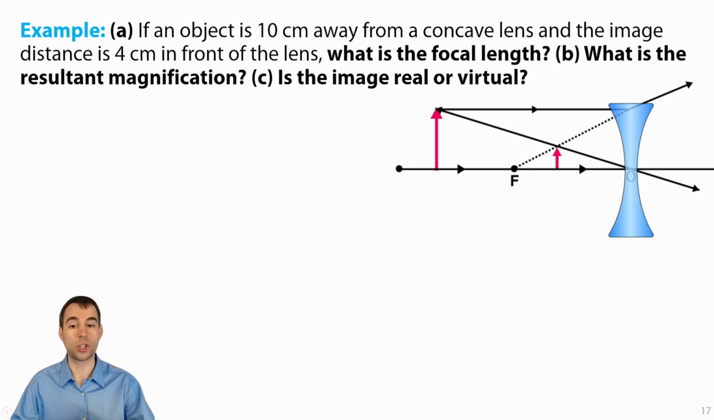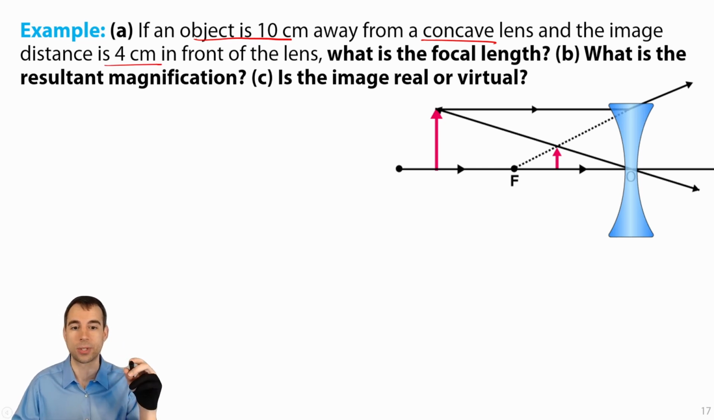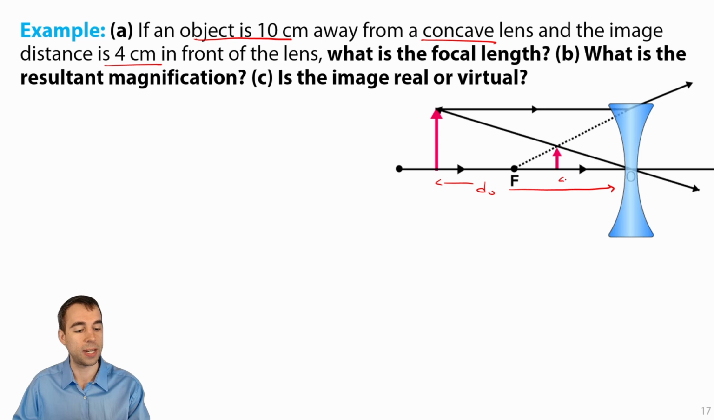Let's give another example a shot. Here we have an object that is 10 centimeters away from a concave lens, and our image distance is given to us as 4 centimeters. So it's sort of like the arrangement that we have here. We have an object distance, DO, that is 10 centimeters, but an image distance that is only 4 centimeters with a focal length that we do not know. We need to solve for the focal length. We need to solve for the magnification, and if the image is virtual or real. So we'll use the same steps as last time.